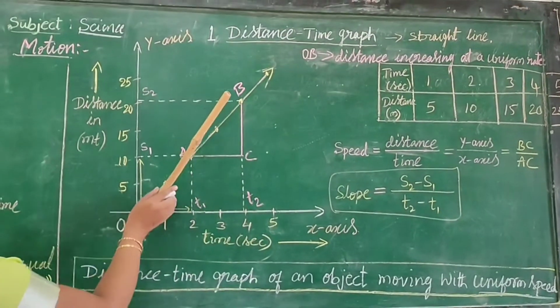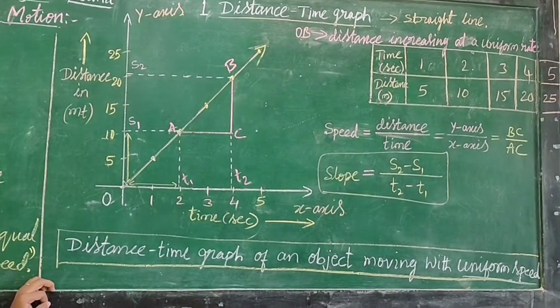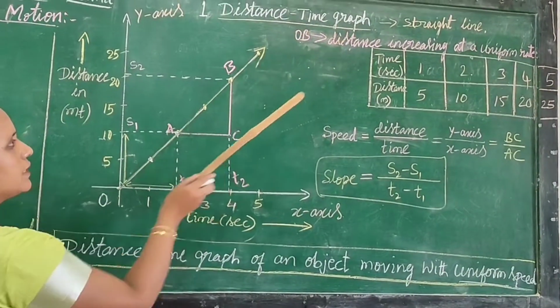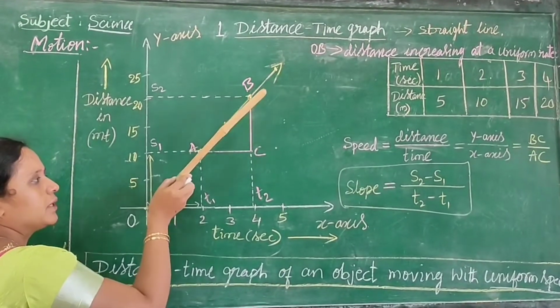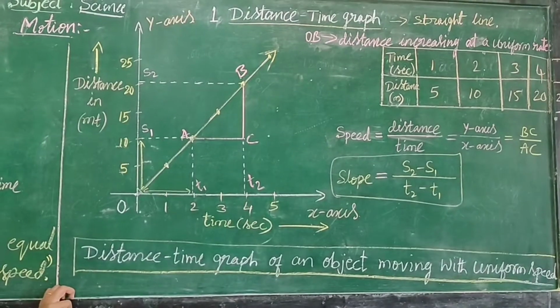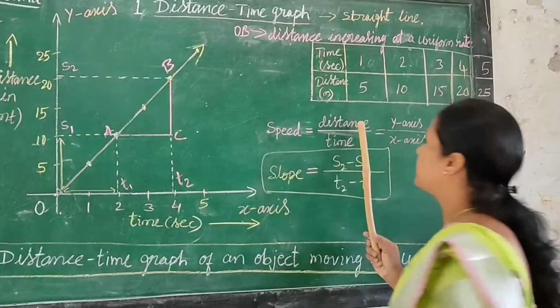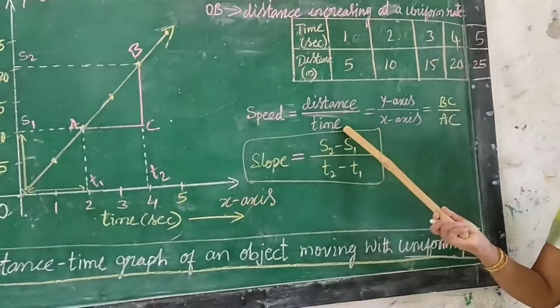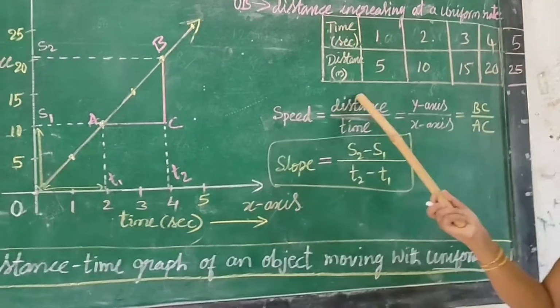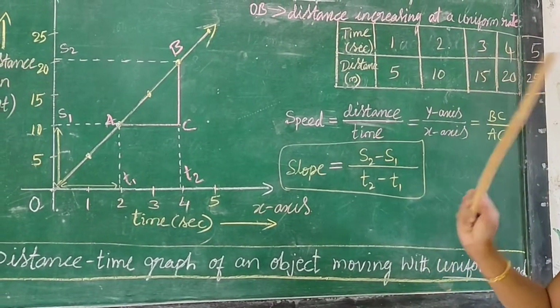So what does this straight line graph represent? The straight line graph represents the distance time graph. Otherwise, the distance time graph is called a straight line graph. By using this straight line graph, now we can calculate the speed. Students, you know that speed is nothing but distance traveled by time taken. Now I calculate the speed.